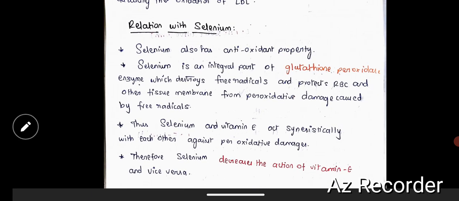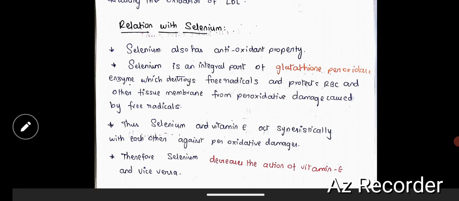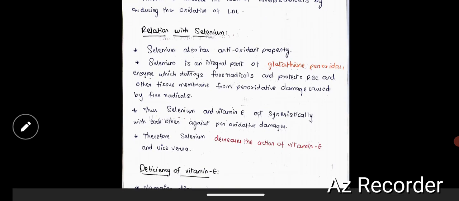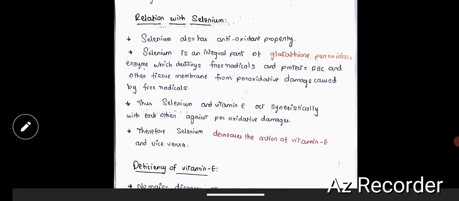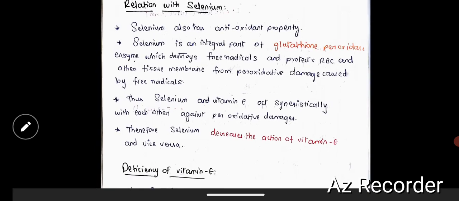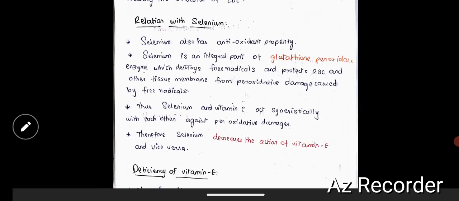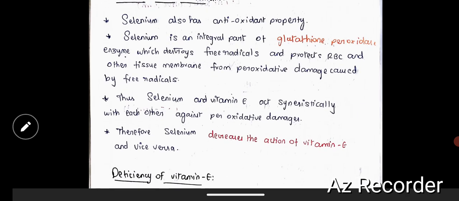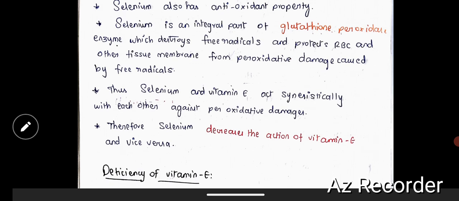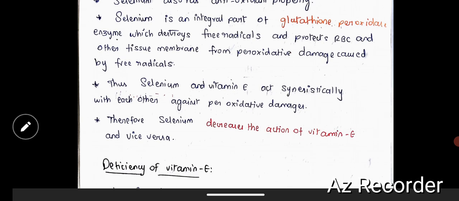Reaction with selenium. Selenium also has antioxidant property. Selenium is an integral part of the glutathione peroxidase enzyme, which destroys free radicals and protects RBCs and other tissue membranes from peroxidative damage caused by free radicals. So it does the same function as vitamin E. Thus selenium and vitamin E act synergistically with each other against peroxidative damage. Both have a similar function, right? Therefore selenium spares the action of vitamin E and vice versa.